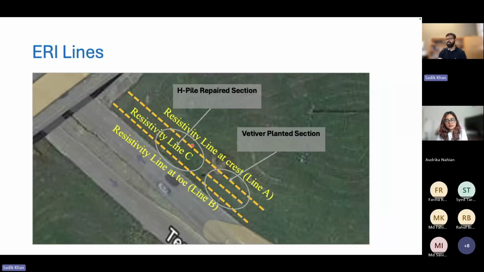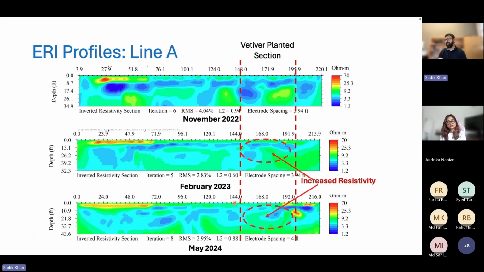So in this case, we have done three lines. We have line A and line B on the top and near the toe, and then we have a line C that is close to this section. So this is the line C. And if we look into the results of line A, this is a very interesting result.